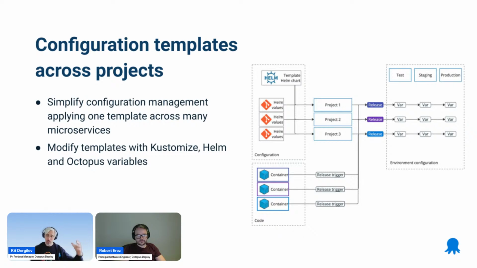So using all three sources and these triggers, you don't need to do any manual steps. You don't need to think about whether you forgot to create a release for this project or not. You'll just have it running automatically and deployed through your environments with very minimal effort from your side.